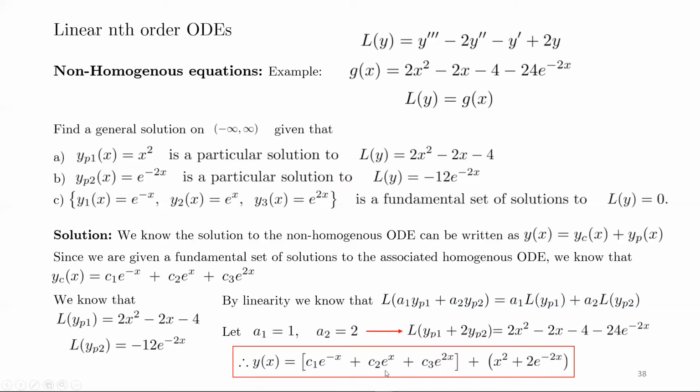So just to make it clear, this part in green here is the complementary solution, which came from solving the associated homogeneous ODE. And the particular solution here is this extra part, which has no arbitrary parameters. Okay, that's a key point there.